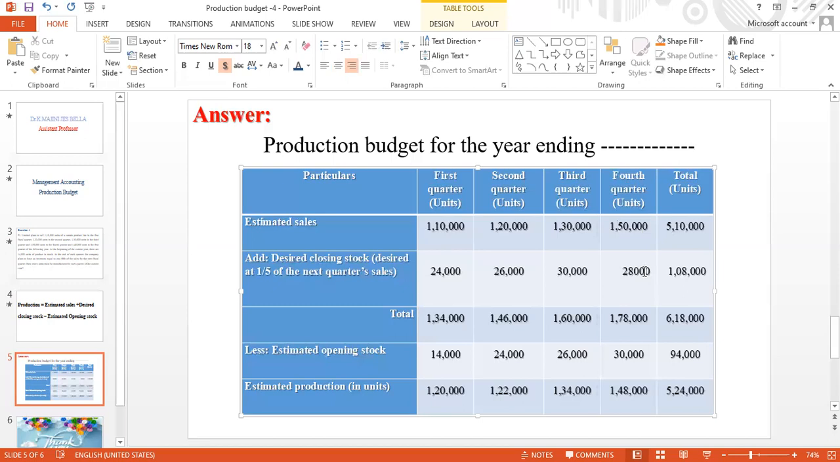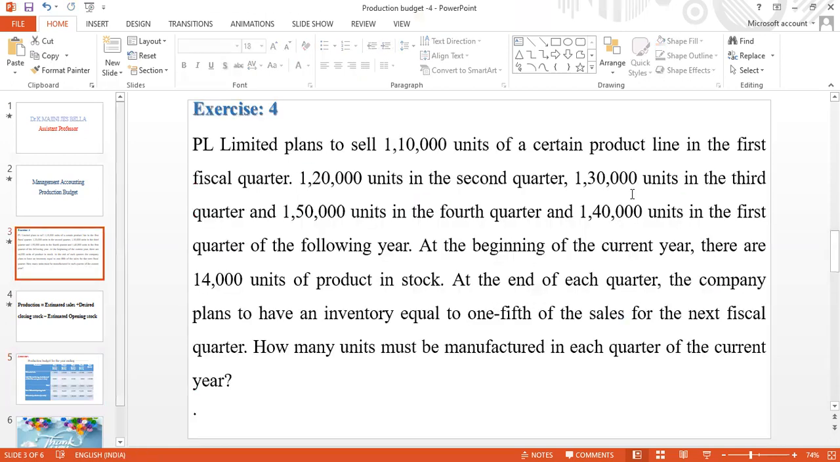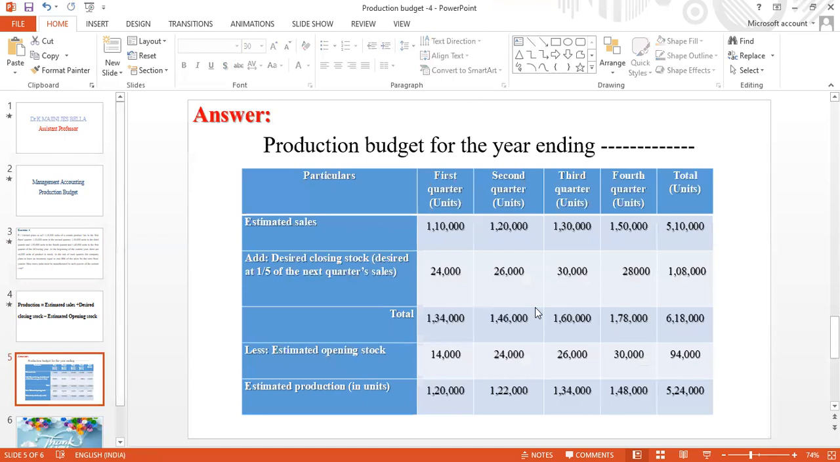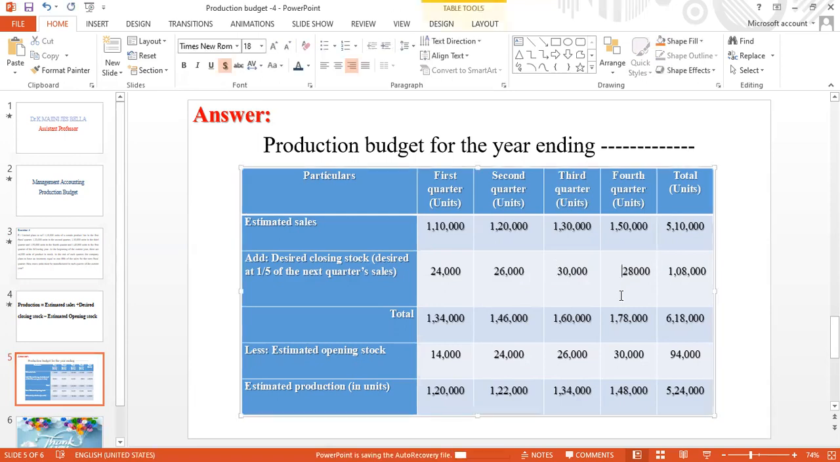For the fourth quarter, in the question they have given 1,40,000 units in the first quarter of the following year. That means the next year, first quarter, they have given the sales volume in units, right? So 1,40,000 divided by 5. How much? 28,000, right? We can write this as the closing stock.